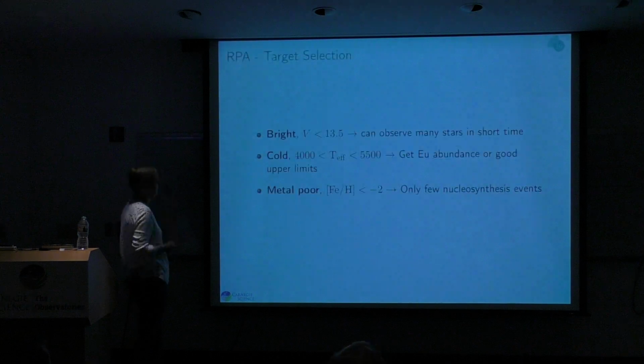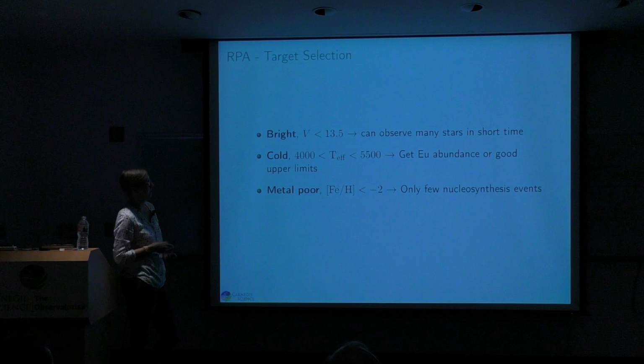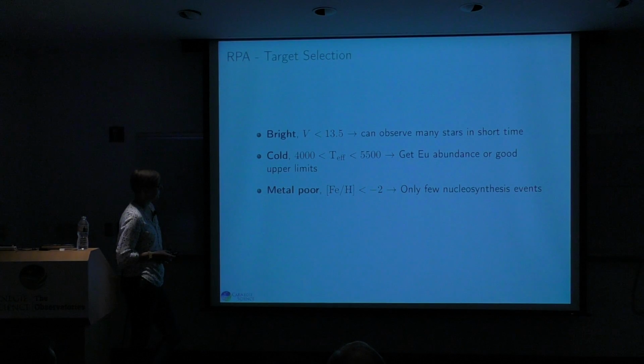So we select stars from large spectroscopic surveys that are bright, so we can observe a lot of them in a short time, and we know that we actually can get decent spectra. And then we choose them to be cold, so that we know we can get a europium abundance, or at least an upper limit. And we choose them to be metal poor, so that we know that they have only seen a few nucleosynthesis events.